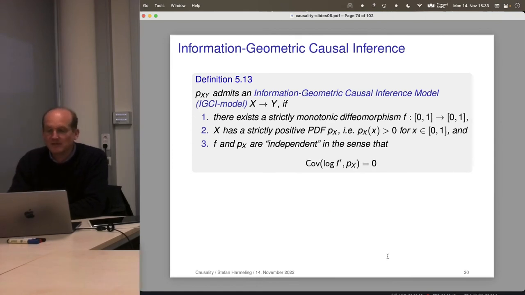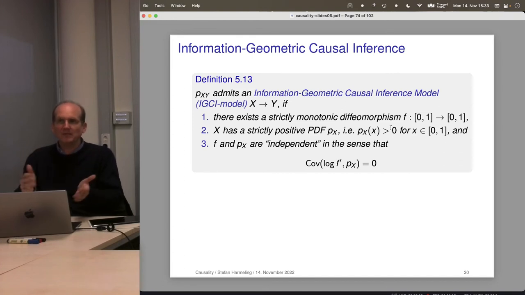Now comes again our definition. A joint distribution admits the IGCI model in one direction if, first of all, there exists a strictly monotonic diffeomorphism. Again, this is a fancy word for an invertible function that is differentiable, and the inverse must be differentiable as well. Strictly monotonic means it's really growing, but I think that's already contained in being invertible somewhat. Furthermore, x should have a strictly positive PDF, so it should be really possible to reach every value between 0 and 1. That's also a technical assumption. And then my function f and my density are independent in the following sense. This is now a mathematical way to write down the independence between the mechanism and the distribution.